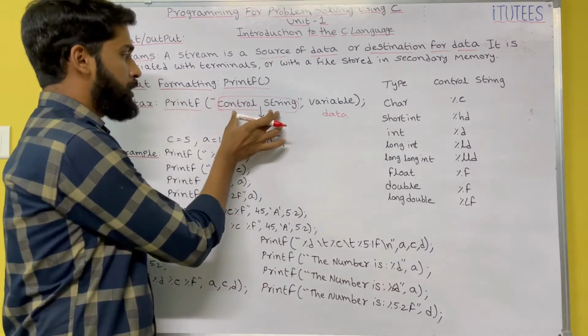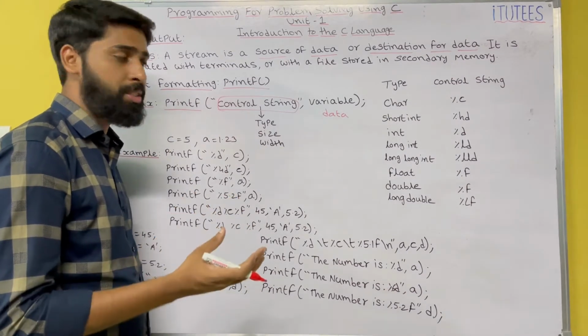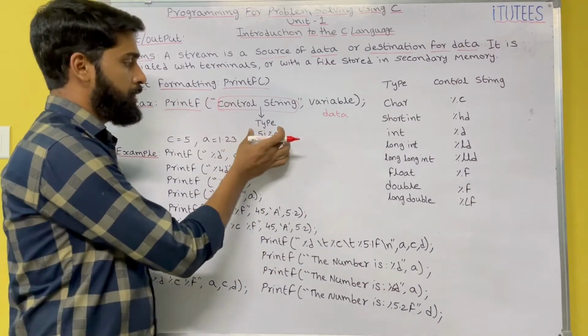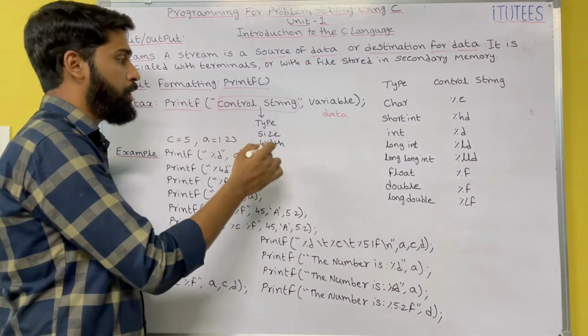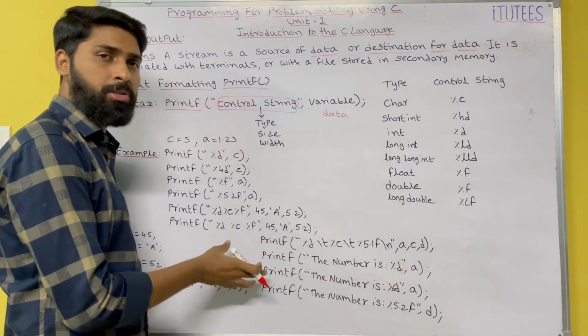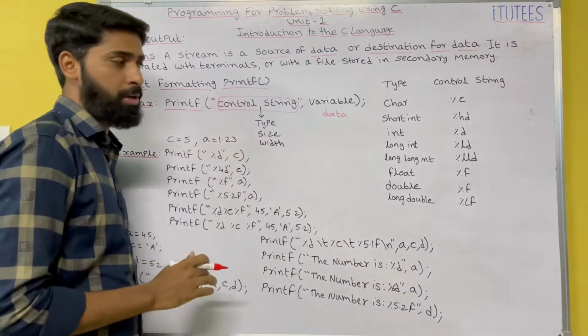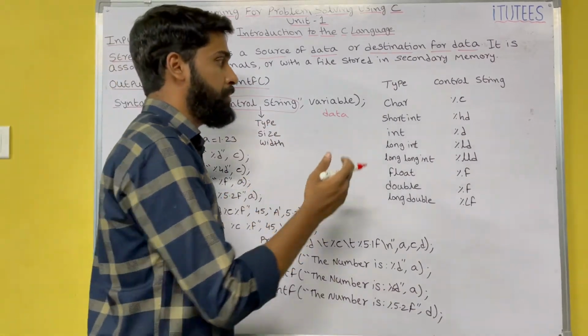What is a control string? The control string can specify three things: type, size and width. These three combinations we call as control strings. After some examples you will clearly understand these terminologies. Coming to control strings, how you can specify the type.